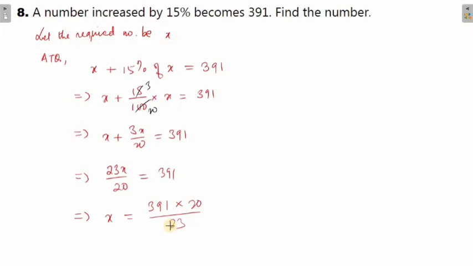So we have to do the cancellation again. 391 divided by 23. If you do the cancellation, you get exactly 17. Just multiply these two: 17 into 2 is 34, and you have got 0 also, so we put 0. Therefore the value of x is 340, which means the required number is 340 in this case. All right, you may pause the video and note down your solution.